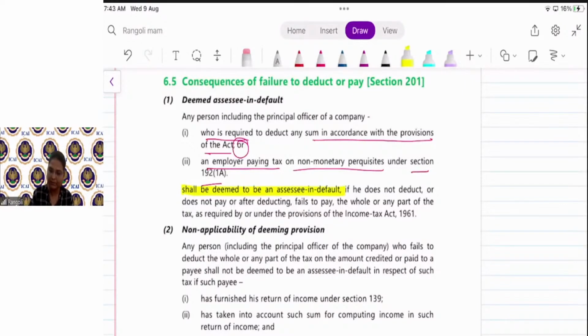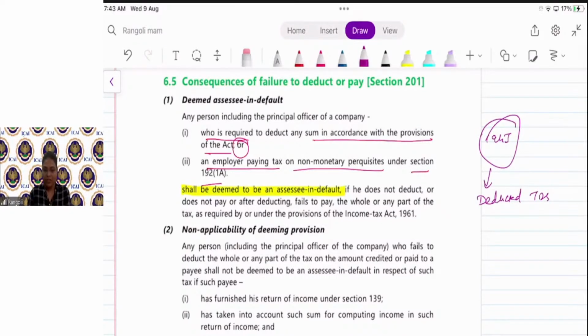Say, for example, you are required to deduct TDS under Section 194J, but you have not deducted the same. Then the payer will be considered as assessee in default. Now, if you have already deducted TDS, then what is your next duty? To deposit the same to the government? Yes. But if you fail to deposit the same to the government, then also you are considered as assessee in default.